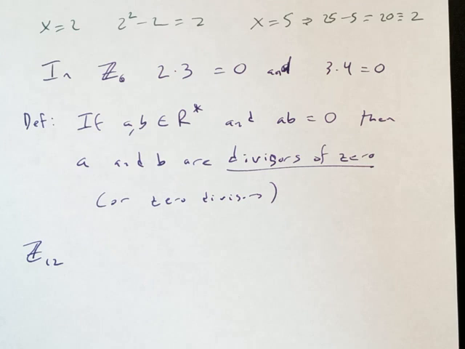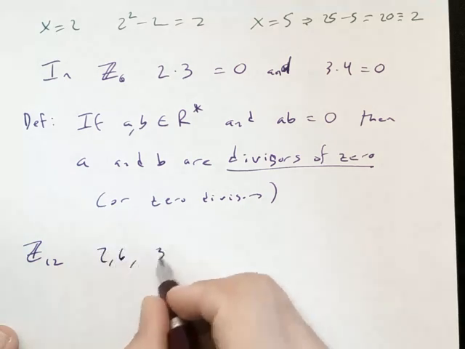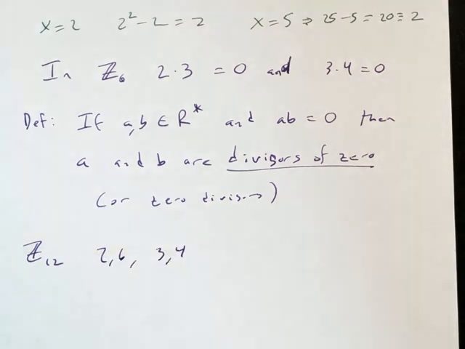Because when I multiply them together, I get 12, which is 0 in Z12. So 2 and 6. What else? 3 and 4. What else? There is no 12 in Z12. Does 0 still work? No, remember, they have to be non-zero numbers. The whole point is I'm taking two things that aren't 0, and I get 0 out.